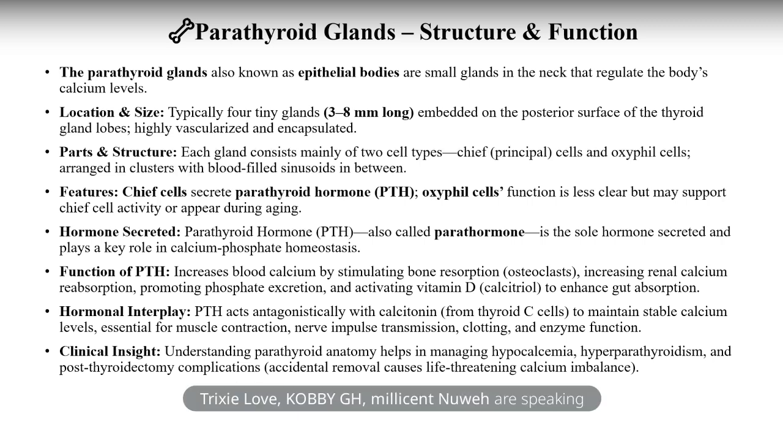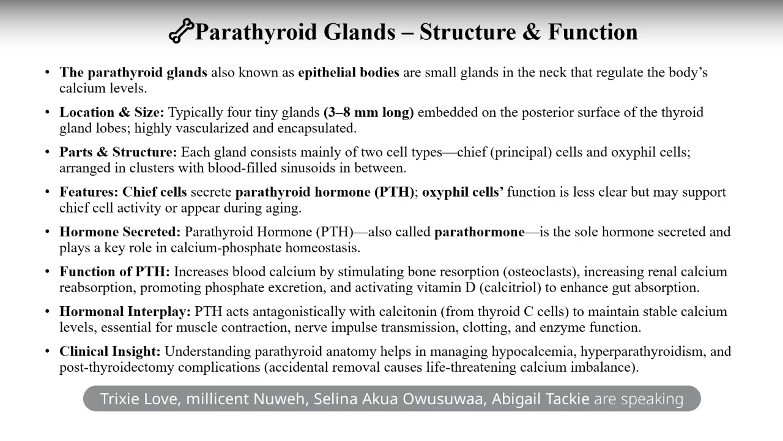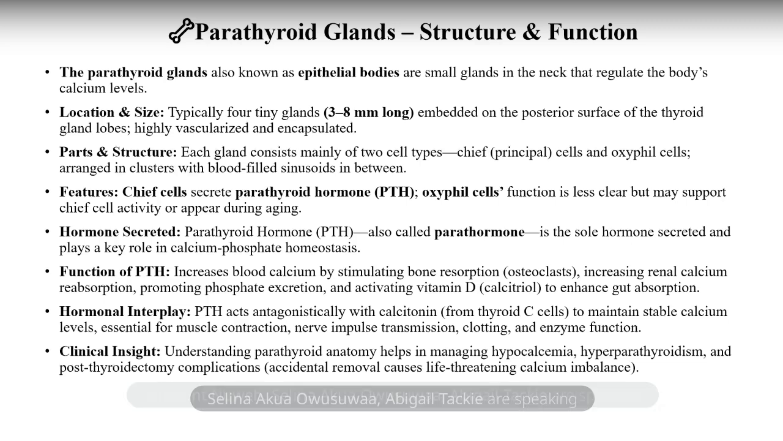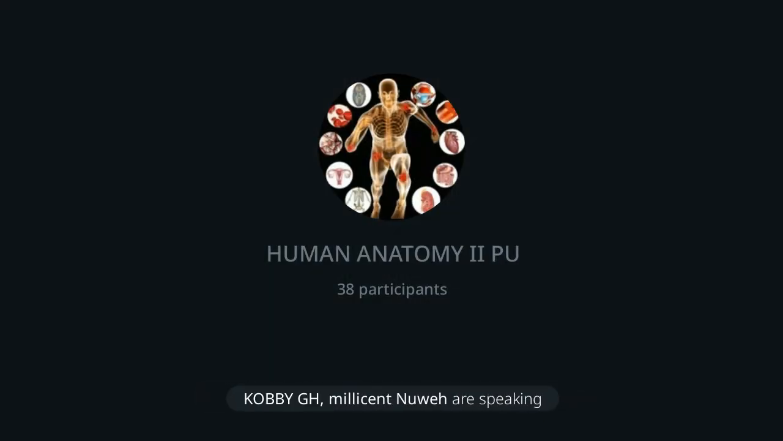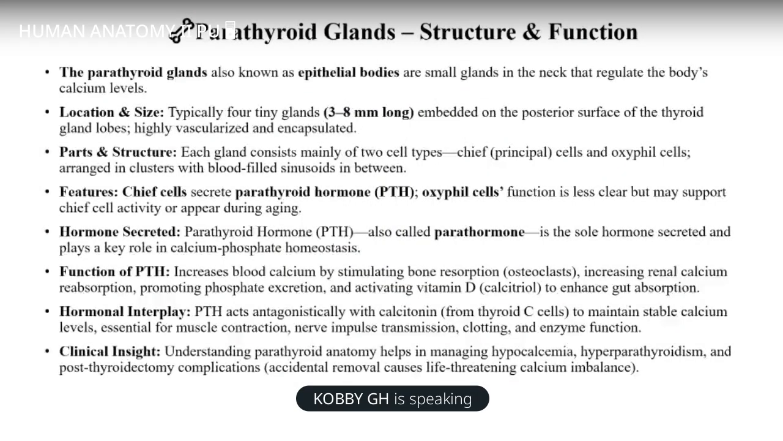Parathyroid hormone increases the blood calcium level. Say it for the last time. Parathyroid hormone helps increase the blood calcium level. Okay. Which hormone decreases blood calcium level? Calcitonin. Which hormone increases blood calcium level?